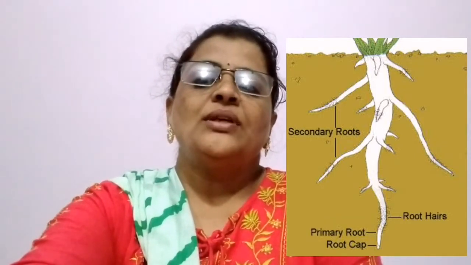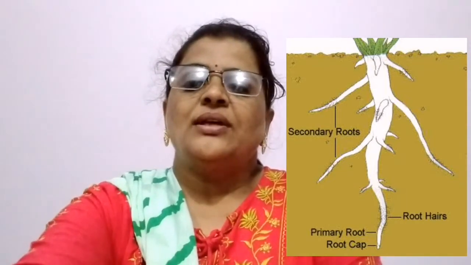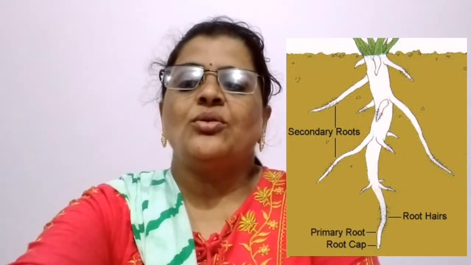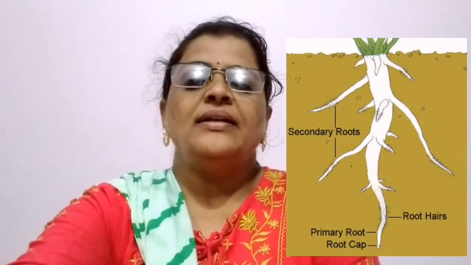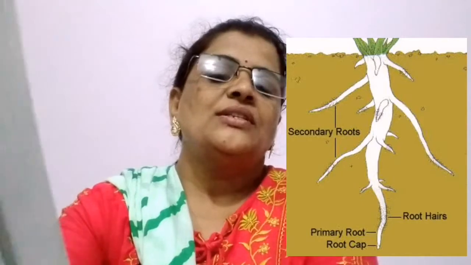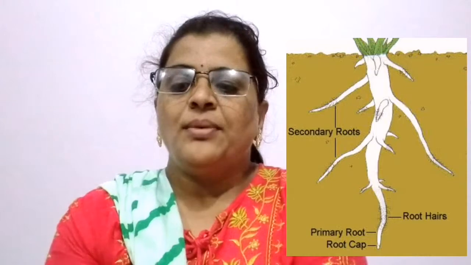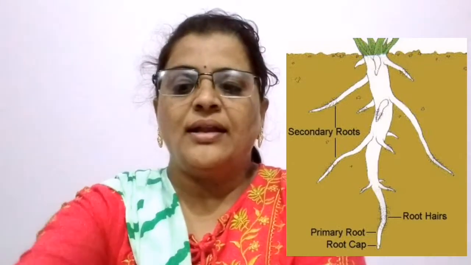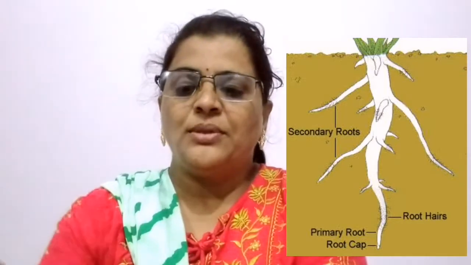Primary root is thick near the ground and tapers towards the end. Secondary roots grow from the primary roots, and they grow far and wide in the soil and support the plant. Observe this diagram, which is the primary root and which is the secondary root. Primary root is thick near the ground and tapers to the end. Secondary root arises from the primary root. They grow far and wide and they support the plant.